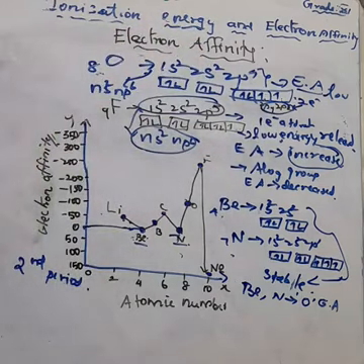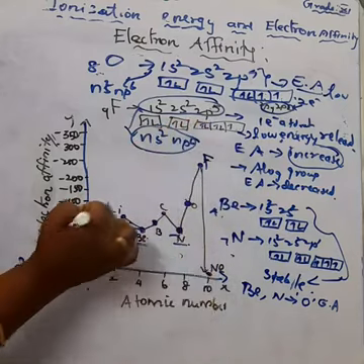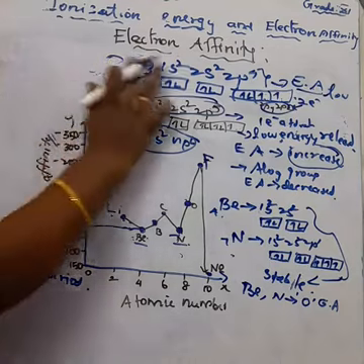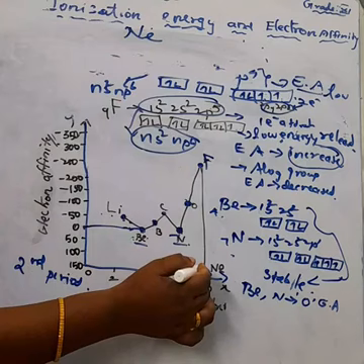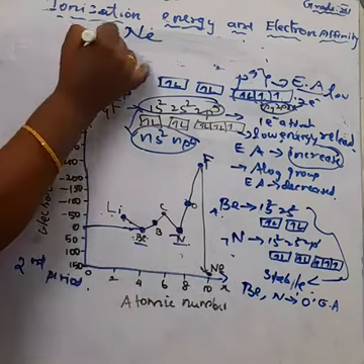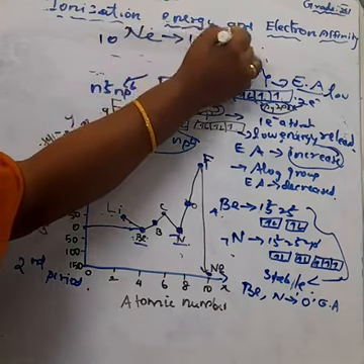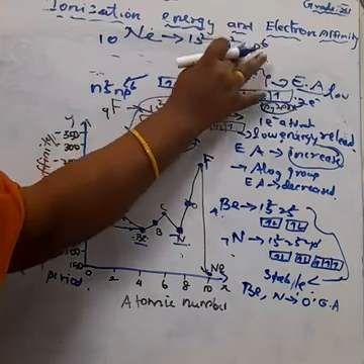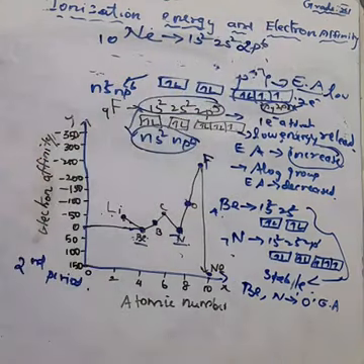Then in the case of neon, the second period starts from lithium to neon. In the case of neon, the electron affinity value will be high, maximum 150. The electron affinity value is maximum here for neon, because of the stable electronic configuration. Neon, atomic number 10: 1s2, 2s2, 2p6, a completely filled stable electronic configuration.